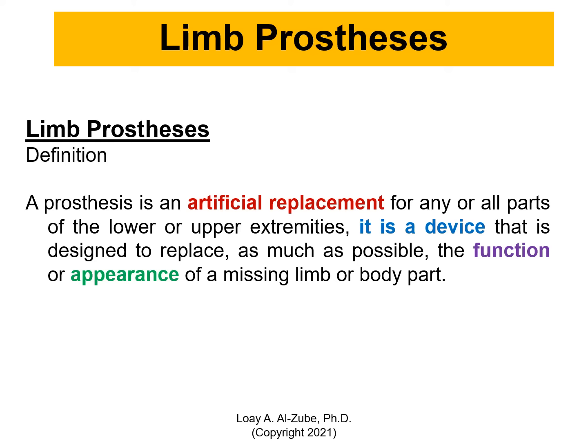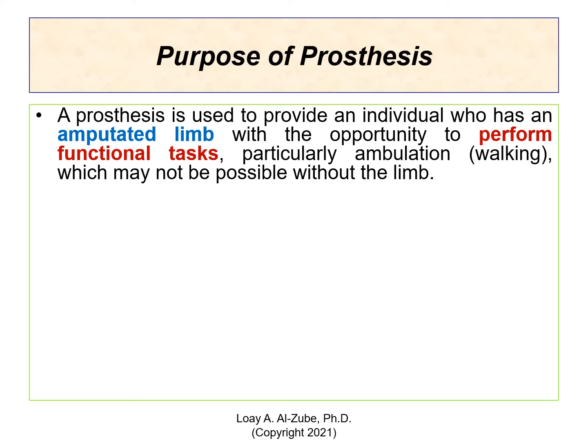Now, the purpose of prosthesis is to provide an individual who has an amputated limb with the opportunity to perform functional tasks. So now here's the thing. There are two types of prosthesis. You can say that there's something for a subject who has an amputation, and then you can have someone with a spinal cord injury. We don't have an amputation, but we're trying to develop something for the subject. The most important, we're going to focus on amputations here. That's my task in this lecture.